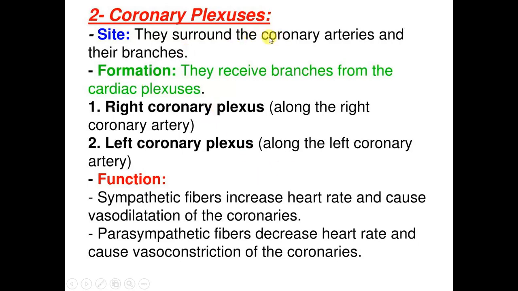The coronary plexuses surround the coronary arteries, and their branches receive branches from the cardiac plexus, the right coronary plexus and then the left coronary plexus. The sympathetic fibers will affect the heart rate and coronary arteries; the parasympathetic will also decrease the heart rate and cause vasoconstriction.